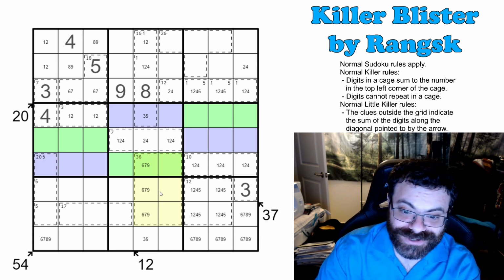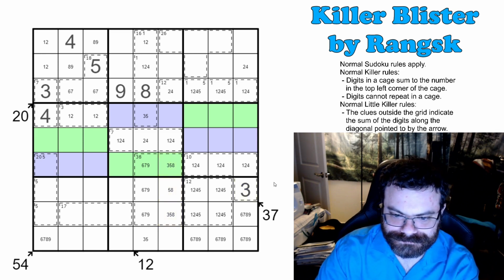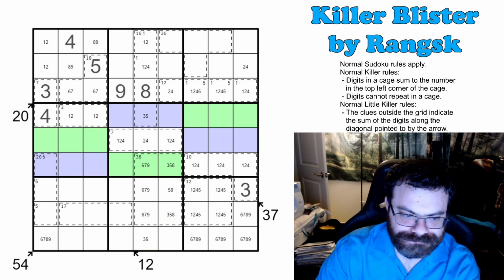There's that 1, 2, 4 again. So we can't have 1, 2, and 4 in here. We have 6, 7, 9 already. And so that leaves just 3, 5, and 8 for these 3 cells. And this one sees a 3, so it can't be 3. That actually makes a 3, 5, 8 triple in the box.